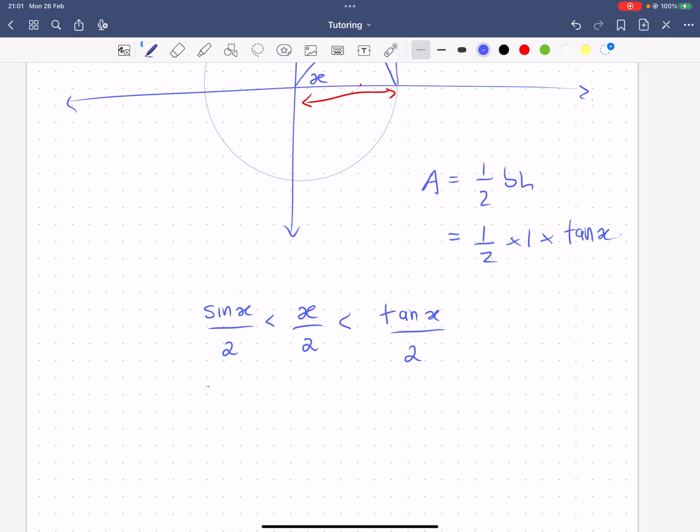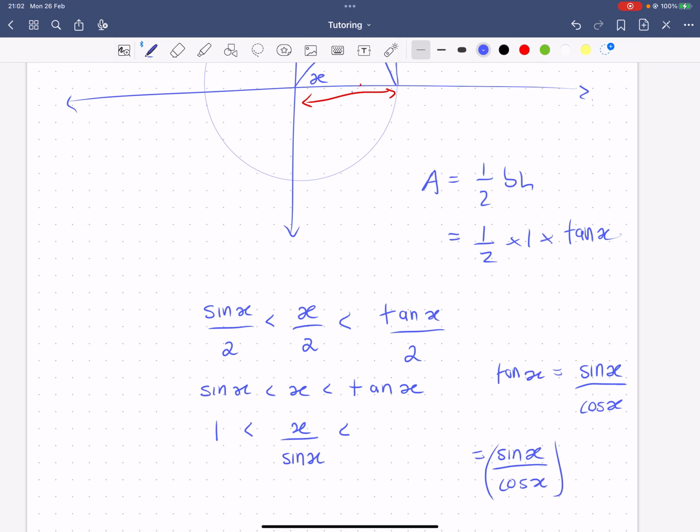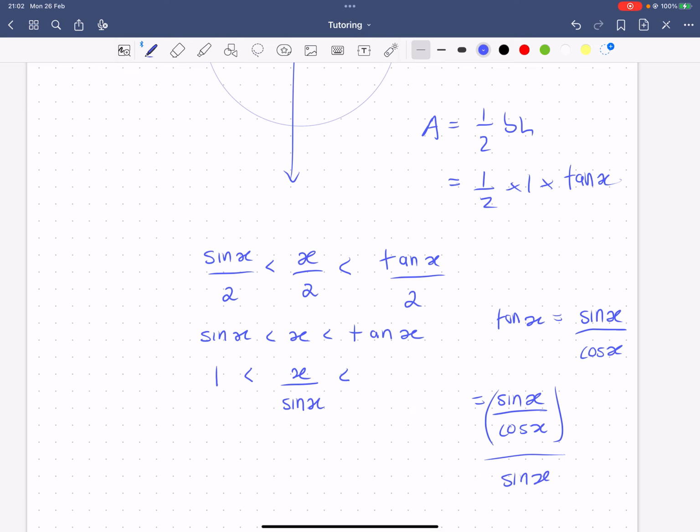Now we can multiply everything here by 2, and we want sine of x on x. So what we might do here is divide everything by sine of x. 1 is less than x on sine of x, which is less than tan of x on sine of x. Now tan of x is sine of x on cos of x. So if you get sine of x on cos of x and put it over sine of x, you're going to get 1 on cos of x, or sec x.